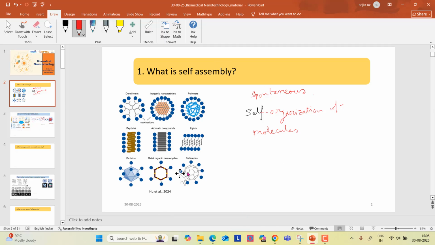These are some basic examples of self-assembly molecules. In dendrimers you can see this kind of structures where a hydrophobic tail and hydrophilic head are there. This is the system of inorganic nanoparticles. Then there are arrays of polymers. These are the proteins. These are the metal organic macrocycles and the other things. Okay.